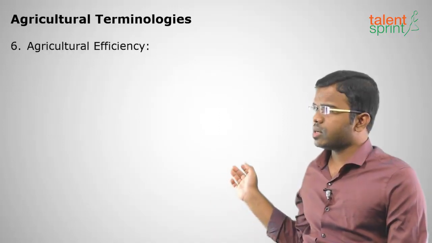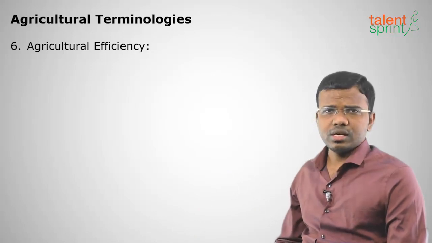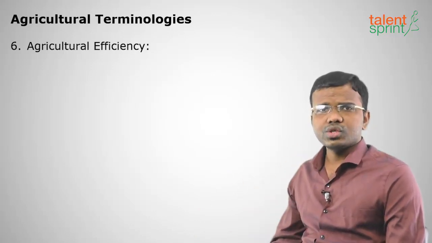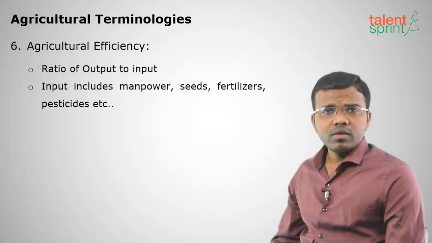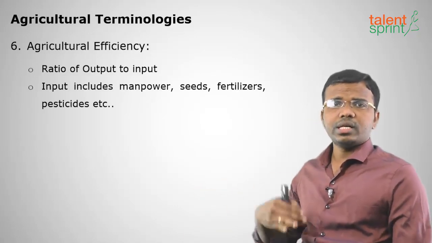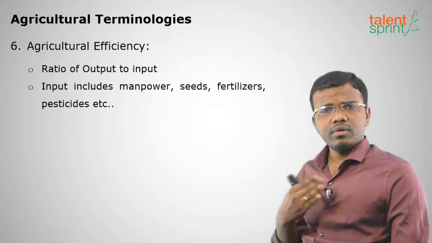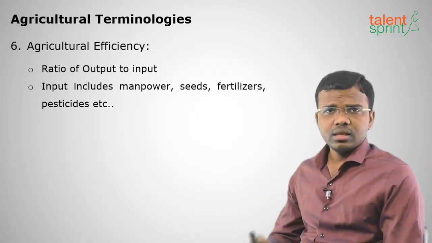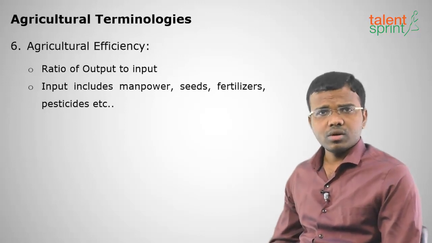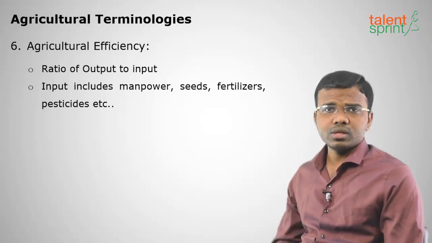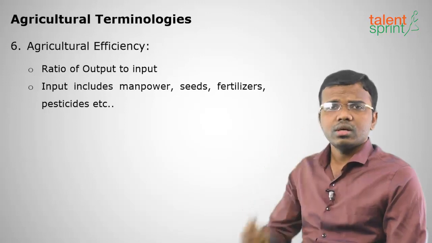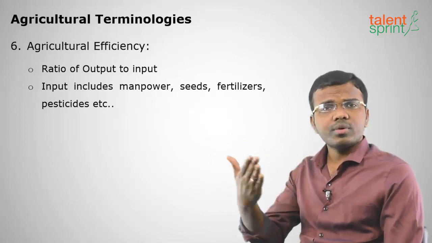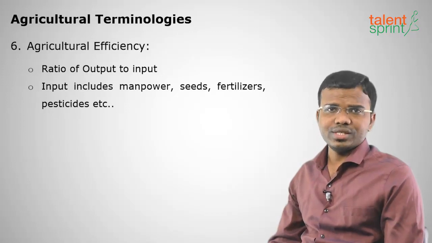And the next is agricultural efficiency. Generally efficiency means output by input, right? So how much output you have yielded for the respective inputs. Inputs may be everything: the cost of the land, the seeds, the machines, the labor cost, everything may be input. And for the respective input, how much output you get is the agricultural efficiency.